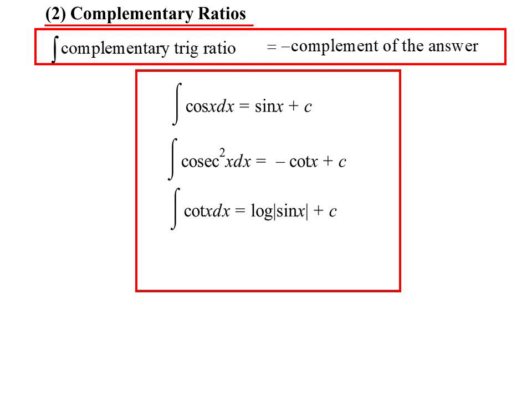Look, cos was the complement of sine. So the answer is negative the complement of the answer. Well, the answer for sine was negative cos. So the answer for this one is minus the complement. Becomes positive, becomes sine. The integral for sec squared was tan. So the integral of cosec squared is minus the complement of tan, which is cot.